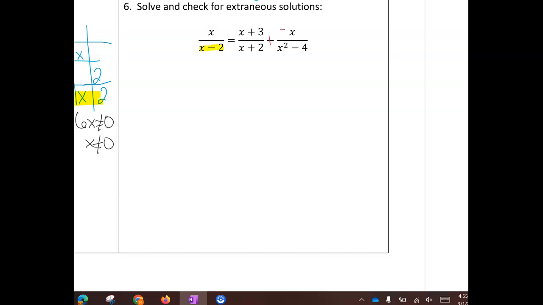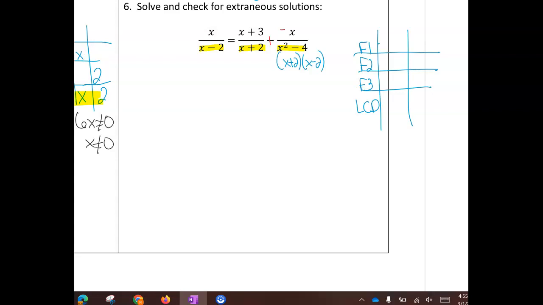Last problem, turning my subtraction into addition. Denominators being factored, no factoring, no factoring. Yes, this is a difference of squares. If you can't see your least common denominator, here we go. All right, we got an x minus 2, an x plus 2, an x plus 2 with an x minus 2. We've got what we need. All right, let's give those denominators what they need.